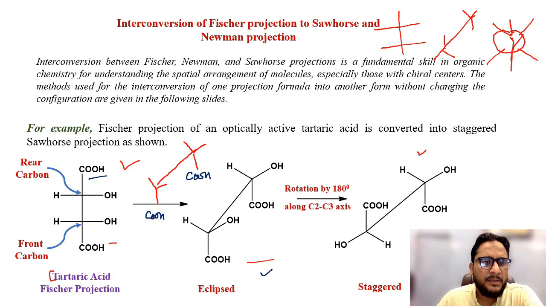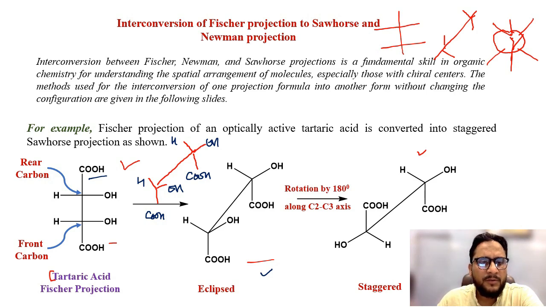Now since H is on the left side, write H on the left, and OH is again on the right side, so put OH on the right. On the front carbon again, H is on the left and we have OH on the right. So this is the eclipsed form of this Fischer projection formula, but the correct form is the staggered form.